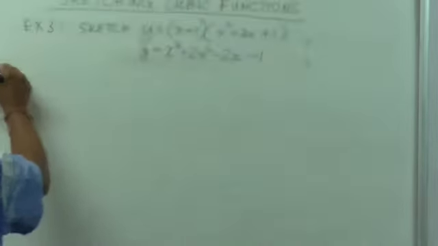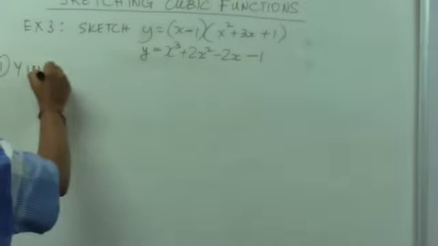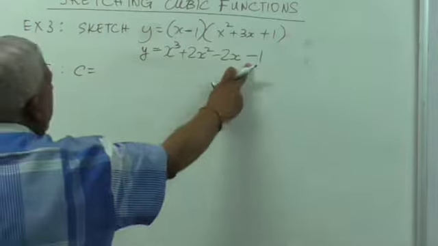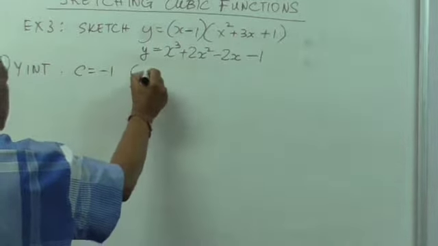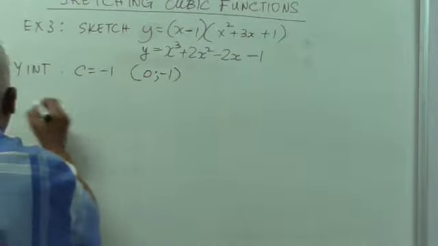Now let's see, number 1. The y-intercept, clearly it is negative 1. Or in an ordered pair, it is (0, -1).